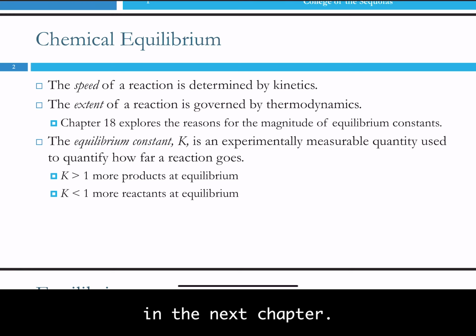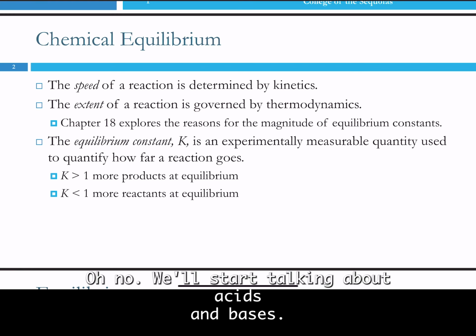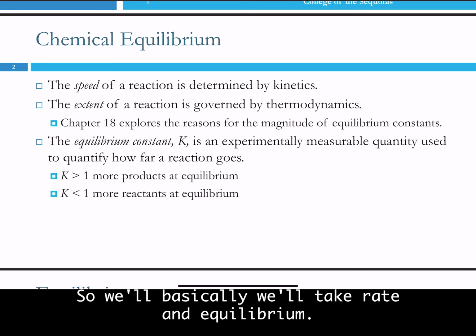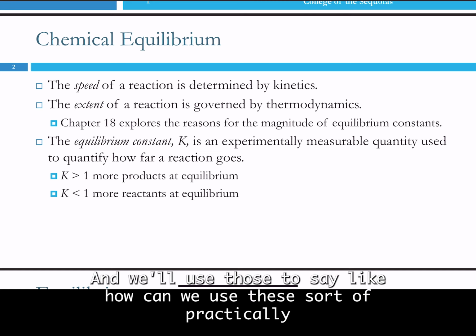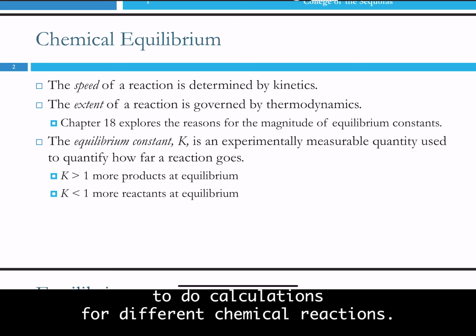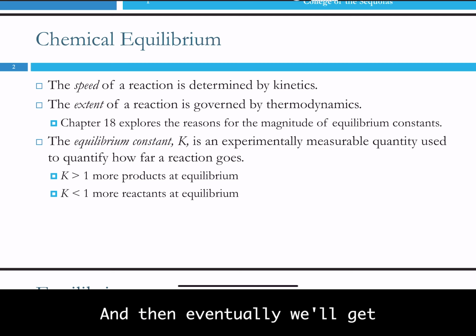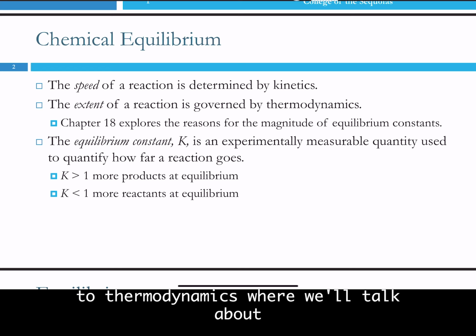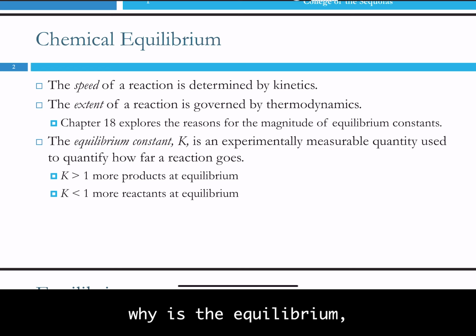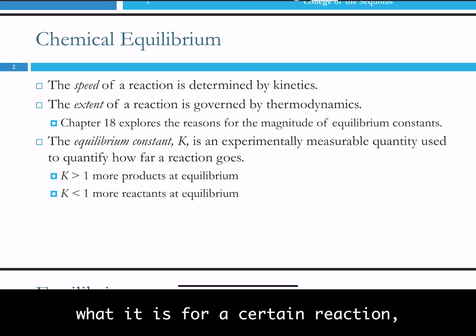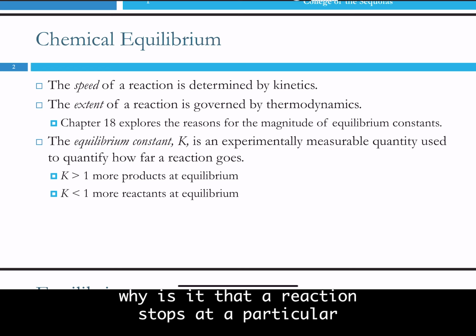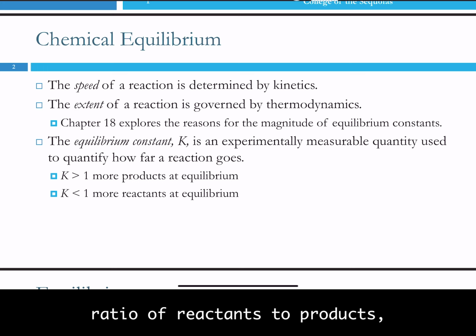In the next chapter, we'll start talking about acids and bases. We'll take rate and equilibrium and ask how we can use these practically to do calculations for different chemical reactions. And then eventually we'll get to thermodynamics, where we'll talk about why the equilibrium is what it is for a certain reaction. Why does a reaction stop at a particular ratio of reactants to products and always stop at that ratio?